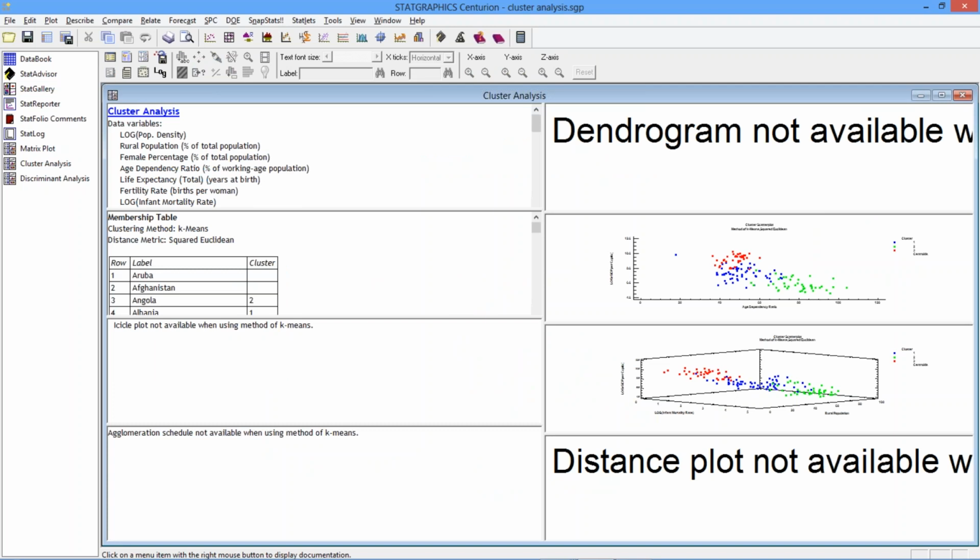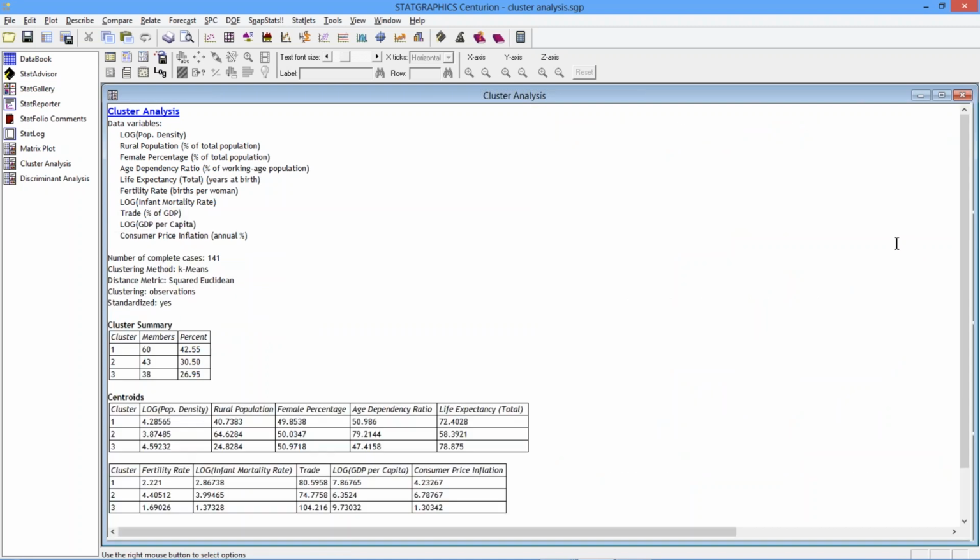Now, you're limited a little bit in the types of output you have when you do k-means. Certain plots like the dendrogram aren't available. They don't make any sense because you didn't start, for example, with 141 clusters and combine them. You can still get scatter plots, but things like icicle plots and dendrograms aren't available. What is available, though, are some summary statistics.